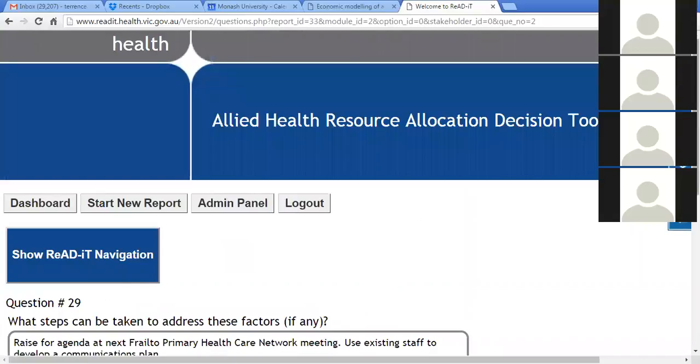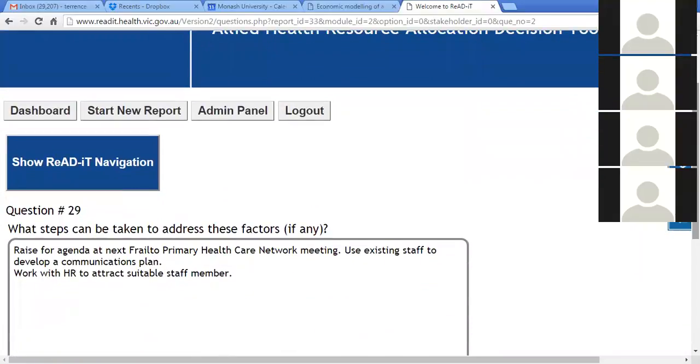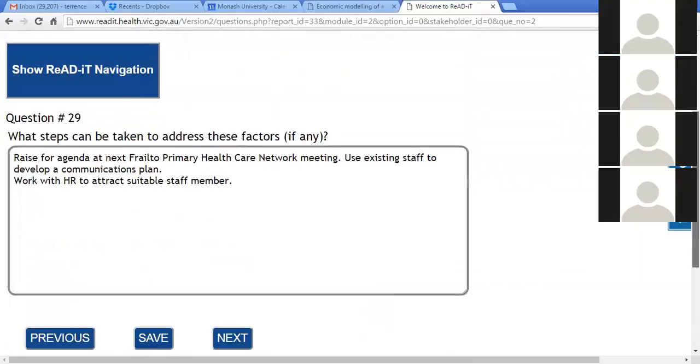Next, question 29. What steps can be taken to address these factors? And again, I've got a bit of a communication plan starting up and also identified the need to work with HR to identify an appropriate staff member.